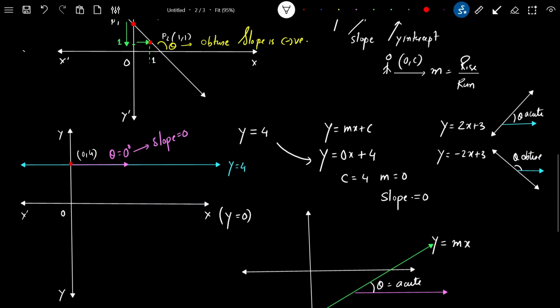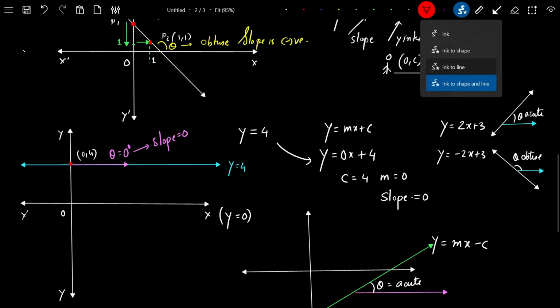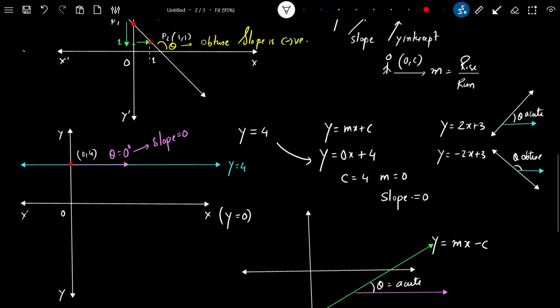So you say this line will have an equation y equal to some mx. Now comes the question of y-intercept. Should it be plus c? No, it should be minus c. Why? Because it cuts the y-axis on the negative side, and I would say that this particular point would be 0, negative c. So the y-intercept is negative. Y equal to mx minus c. Any line in this format, the equation would be y equal to mx minus c.